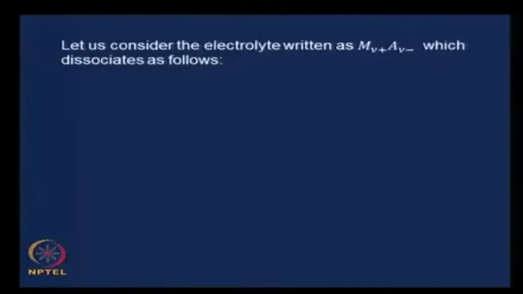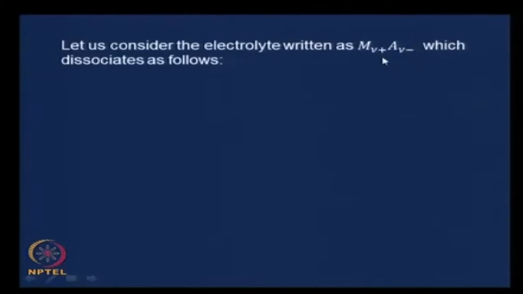Let us consider the electrolyte. As you know, an electrolyte is any species that is charged, and let us represent the electrolyte as M_(nu+) A_(nu-). Now, M could be the positively charged species, A could be the negatively charged species. Nu plus is the number of positive charges associated with M, nu minus is the number of negative charges associated with A, and together they could be an uncharged species also, not necessarily, but they could be uncharged also.